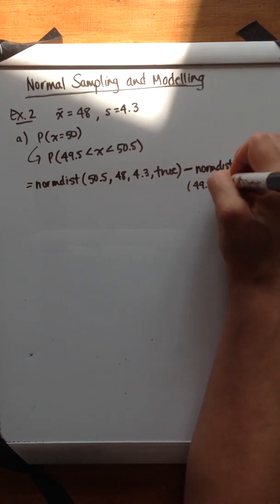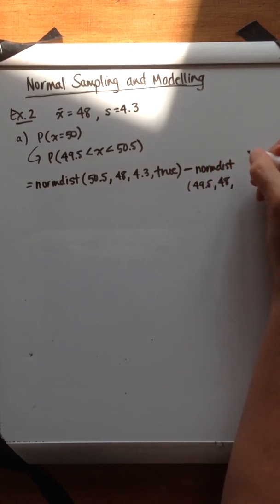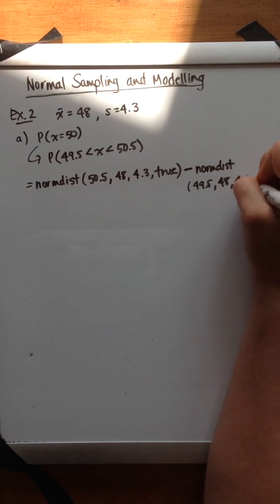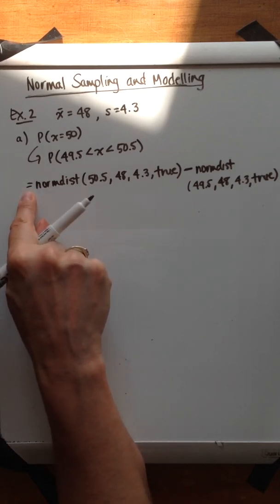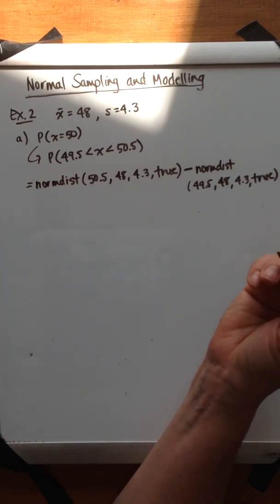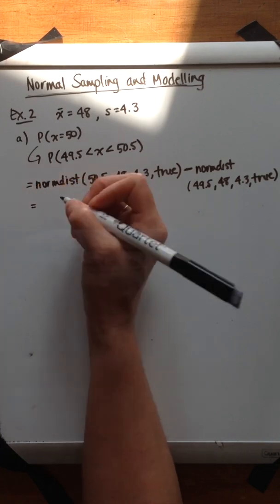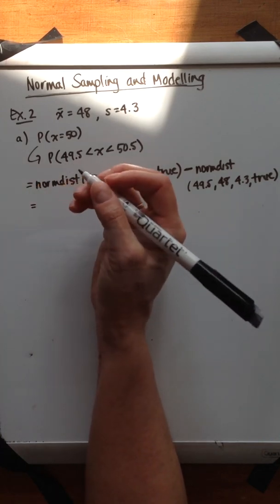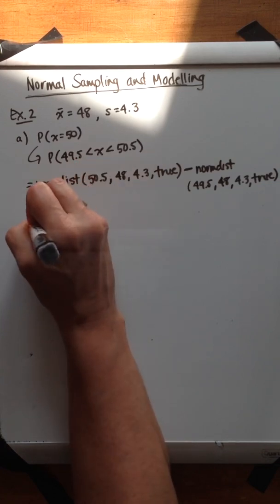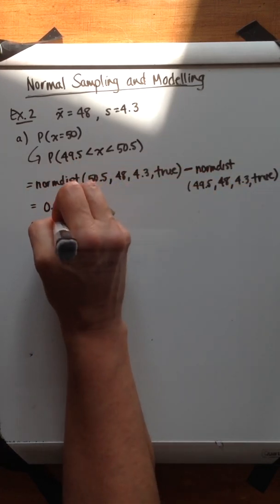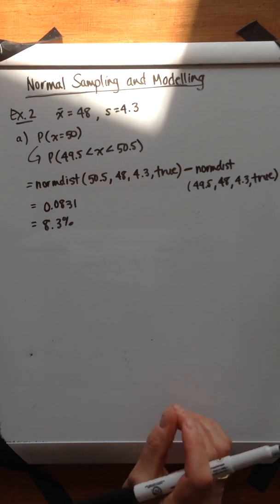49.5, 48 for the mean, 4.3 for the standard deviation, and the word true to finish. And don't forget, when you're putting it into Google Sheets, you have to begin with equals, so it knows it's supposed to do a calculation. Now when you hit enter, you should end up with 0.0831. If you want to convert it into a percent, you can say 8.3%.